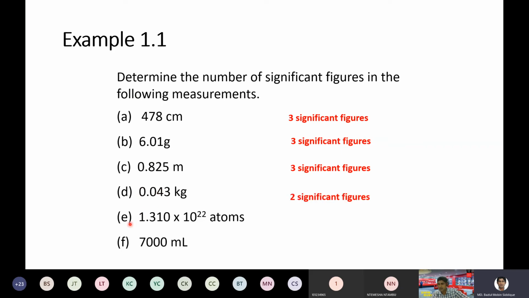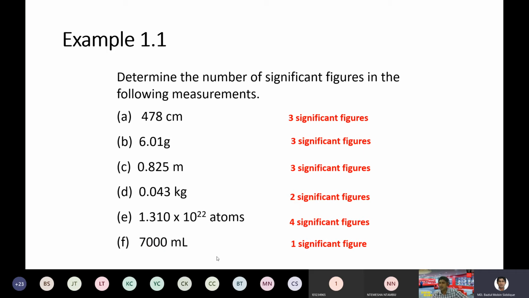right? For E, 1.310, there are 1, 2, 3, 4 significant figures, because the 0 is after the decimal place and after a non-zero number, so it is counted. For F, 7000, there is only 1 significant figure, because there is no decimal place and these zeros are trailing, so they are not counted.